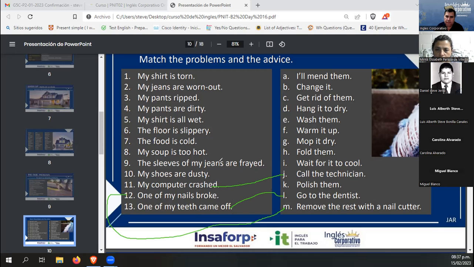My shoes are dusty. Bien. 8. Eight con la I. My soup is too hot. Waiting for it is too cool. Then is G.